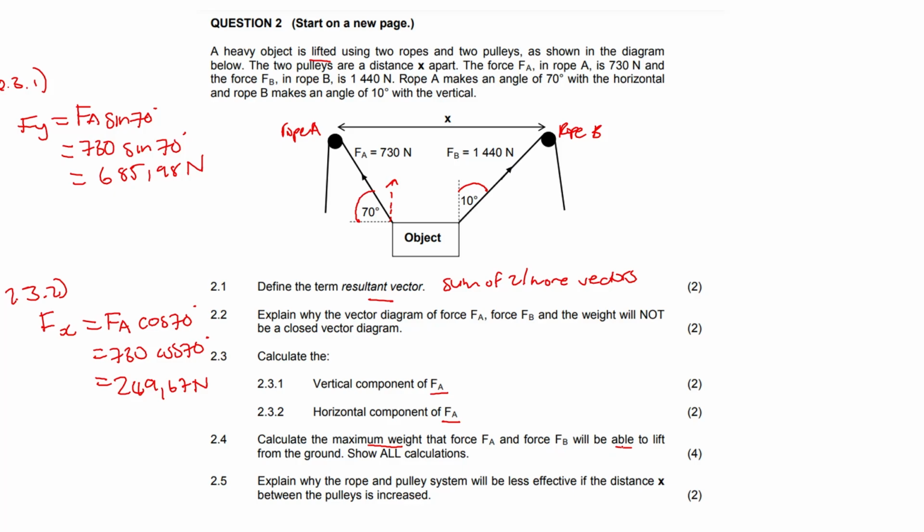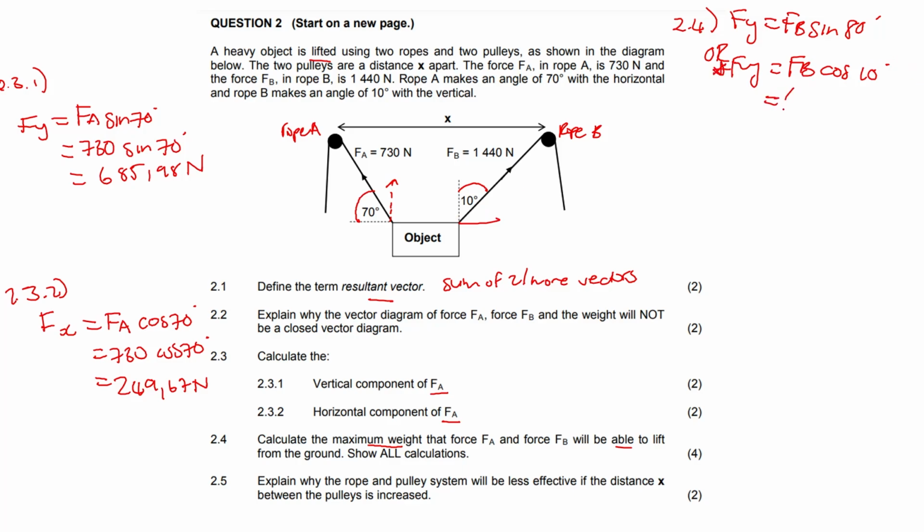2.4. Calculate the maximum weight that force A and force B will be able to lift from the ground. Show all calculations. Okay, so I'll do it on the side here. 2.4. All right. So we can calculate the vertical component of FB. So we say sin of 80. Or you could have said the vertical component is cos of 10. Maybe that makes more sense for some of you, but because this is a 90-degree angle, you can use 80 and 10. Okay, but let's use the second one, right?